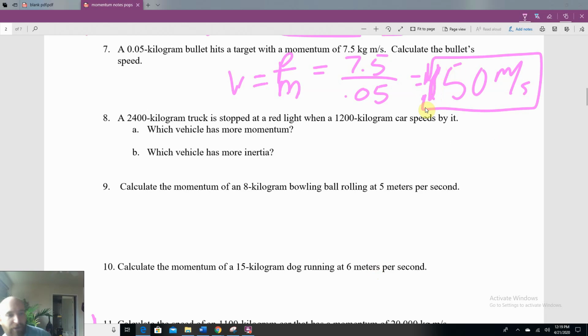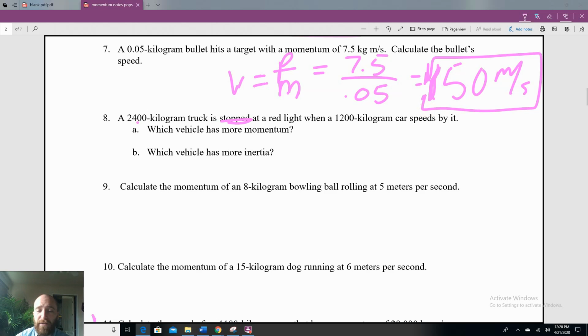8. A 2,400 kilogram truck is stopped at a red light when a 1,200 kilogram car speeds by it. Which has more momentum? Alright, I didn't give you either of the velocities here, so you can't just calculate the numbers. But let's think about the two objects. The 2,400 kilogram truck is stopped. And if something's stopped, it has no momentum. Now the car is speeding by it, so it definitely has momentum. And some momentum is more than zero momentum, right? So which has more momentum? The 1,200 kilogram car. And again, the reason for that is it's moving. It has more than zero momentum, but the other object has zero.